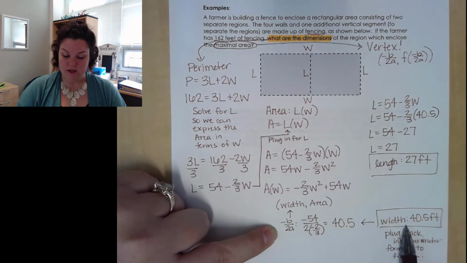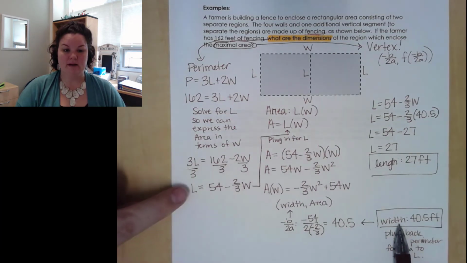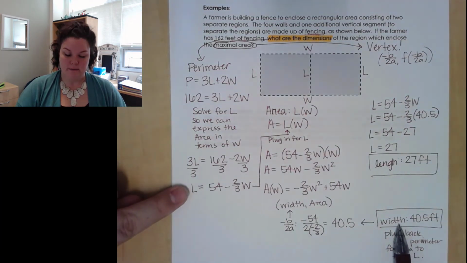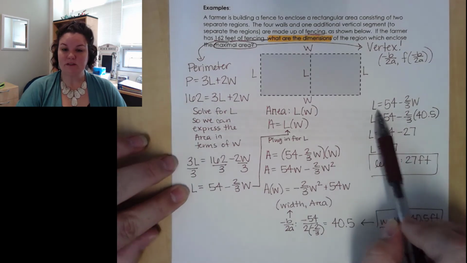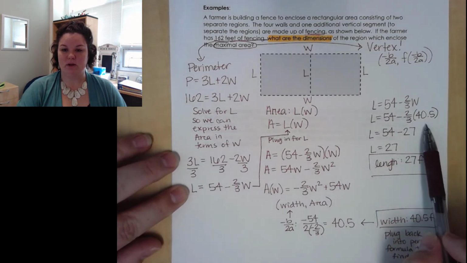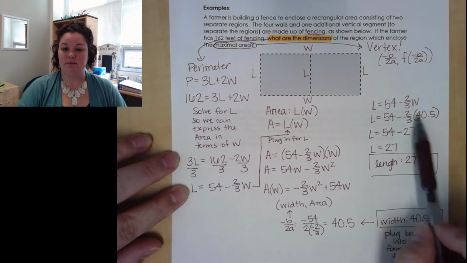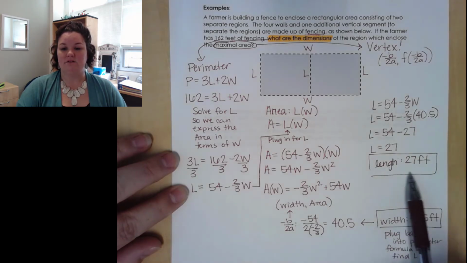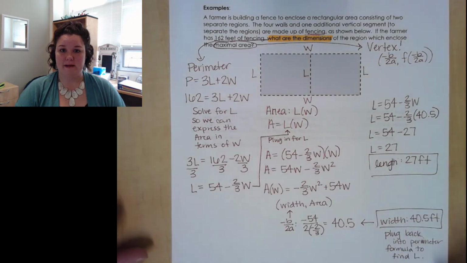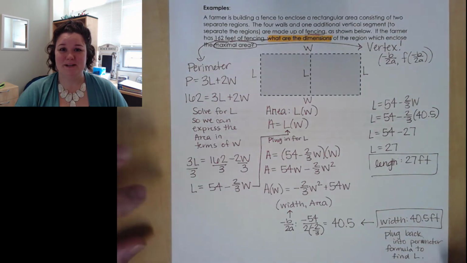So now that we know our width, all we have to do is plug that back in over here to figure out what L is. And I did it up here because I ran out of room. So once we know our width, we just plug it in here and simplify, and that gives us a length of 27 feet. So that's what we did. Let's see if we can do it again.